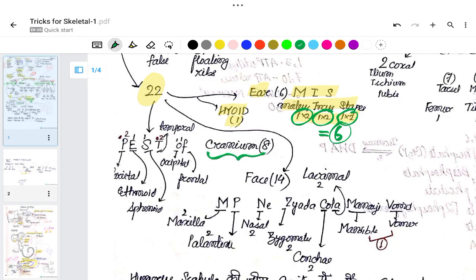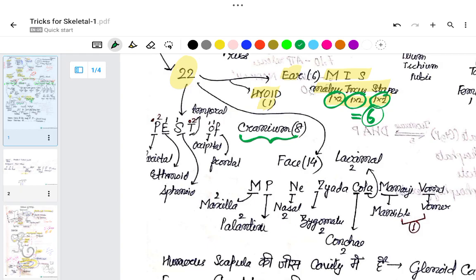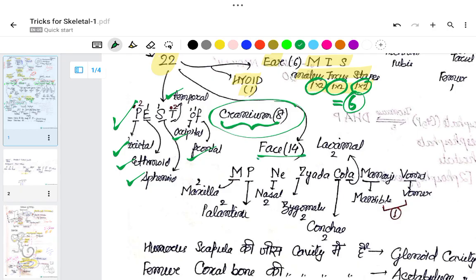Cranium. There are 8 cranial bones. What are they? We'll memorize them by the mnemonic PEST OF: parietal, ethmoid, sphenoid, temporal, occipital, frontal. These are the 8 cranial bones. And then 14 are the facial bones, and 2 lacrimal.